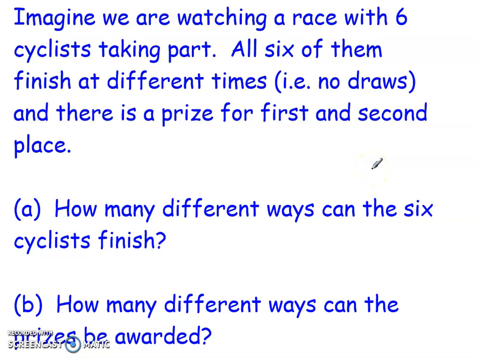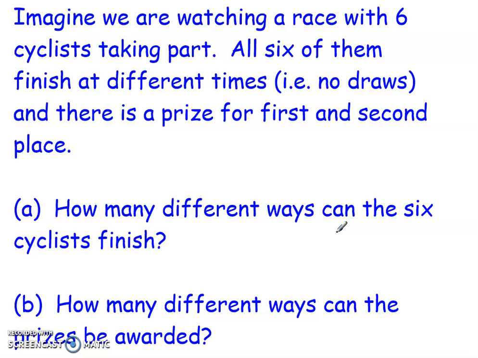Now, the easiest way to think about this is to actually look at an example or two. Let's imagine we're watching a race with 6 cyclists taking part. All 6 of the cyclists finish at different times, so there's no draws, and there's a prize for first and second place. So what we ask ourselves is, how many different ways can the 6 cyclists finish? That's the first thing we need to answer. And then the second one is, how many different ways can the prizes be awarded to the racers?